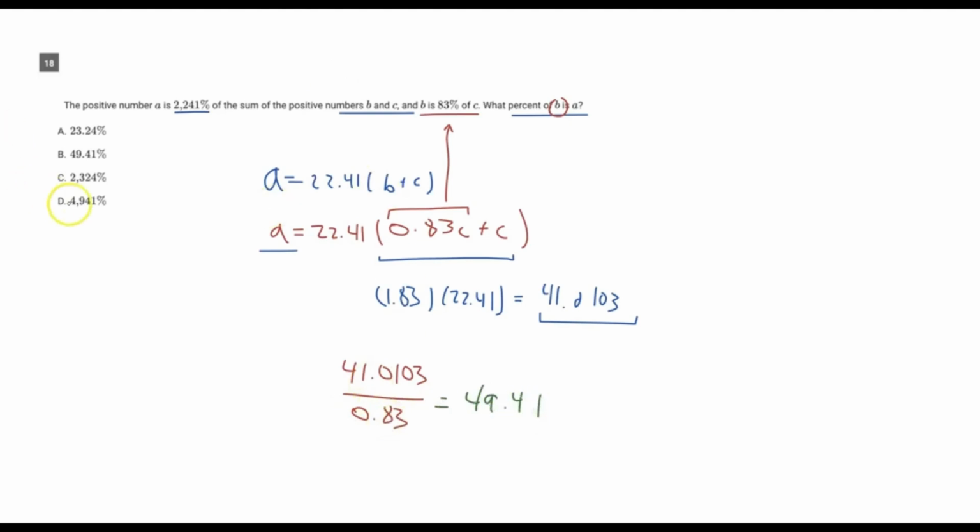And this is going to give us a value of 49.41. Now here's a trick question, right? This is 49.41x, right? This is the factor. So our A value is 49.41 times larger than 0.83. That's different than the percentage, right? If we look up here, 2,241% translated to a factor of 22.41. Therefore, a factor of 49.41 can be attributed to the same scale of 2,241%. This will be the same as 4,941%, and therefore our correct answer is going to be D.